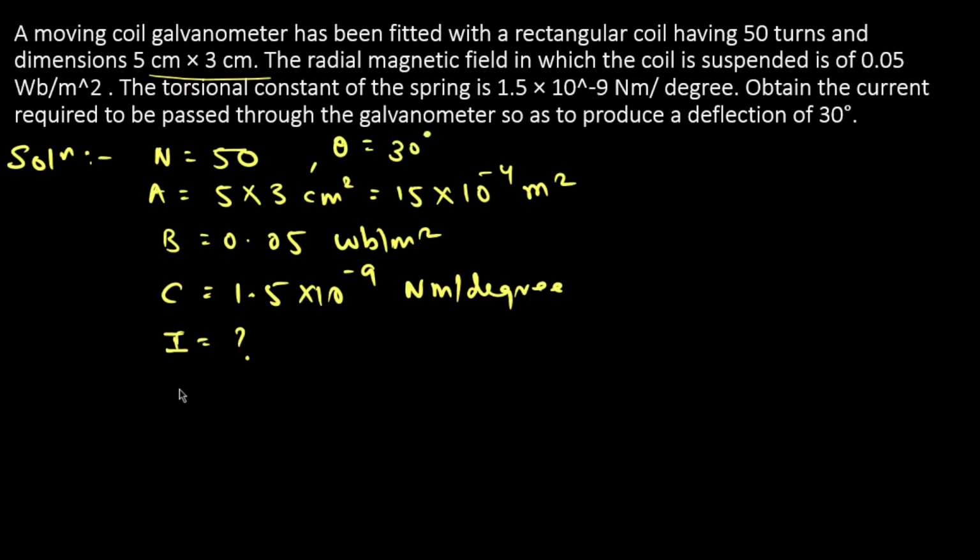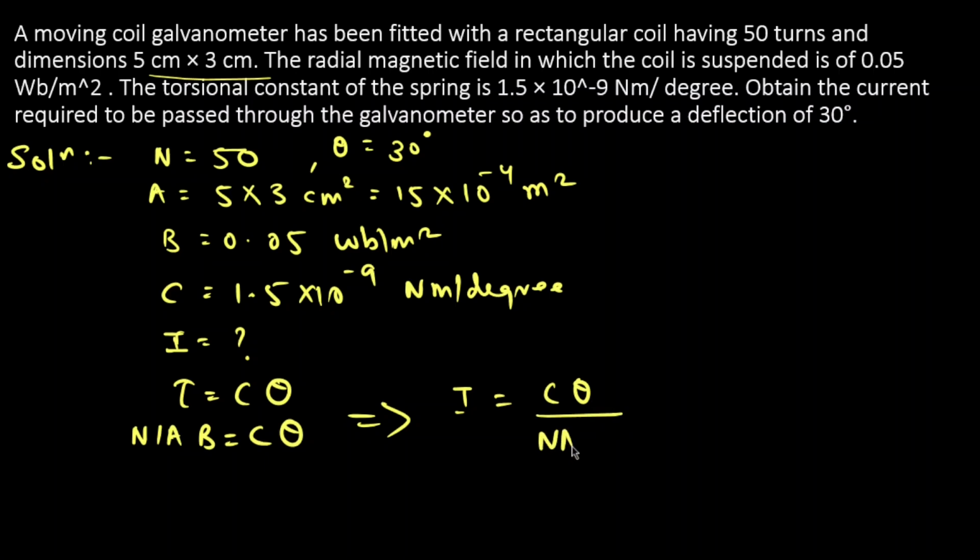So we know the torque is given by C theta, and this torque is equal to NIAB, which is equal to C theta. From this we get the current equal to C theta upon NAB. So let's put all the values.